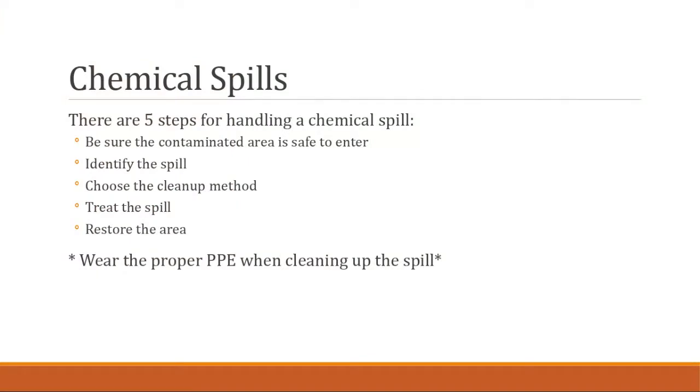So, the 5 steps of handling a chemical spill, in short, is just to be sure that you can walk into the area safely. Identify the spill. If the person created a spill and says, "Hey, I dropped a bottle of nitric acid," the first thing is, is it safe? And then the person has already identified the spill as nitric acid. Then you have to choose a cleanup method, treat the spill, and then restore the area back to its useful state. And of course, kind of self-explanatory, you need to wear the proper PPE when cleaning up the spill.